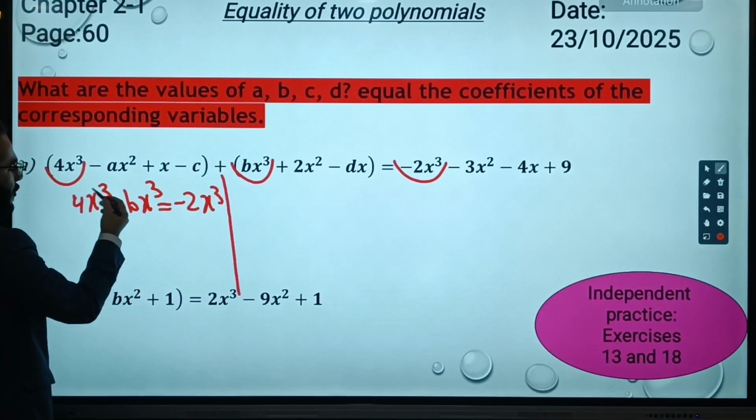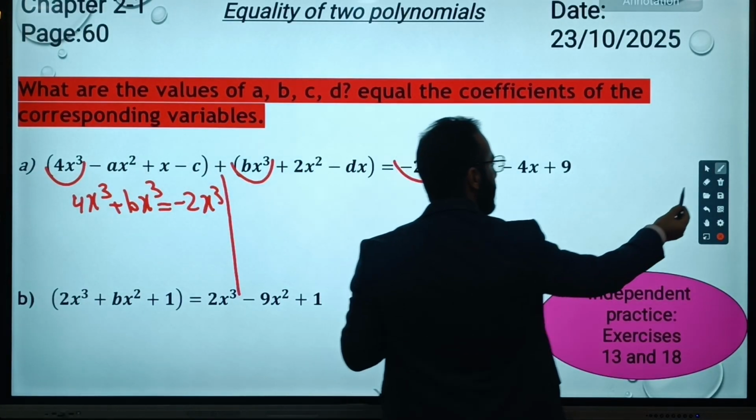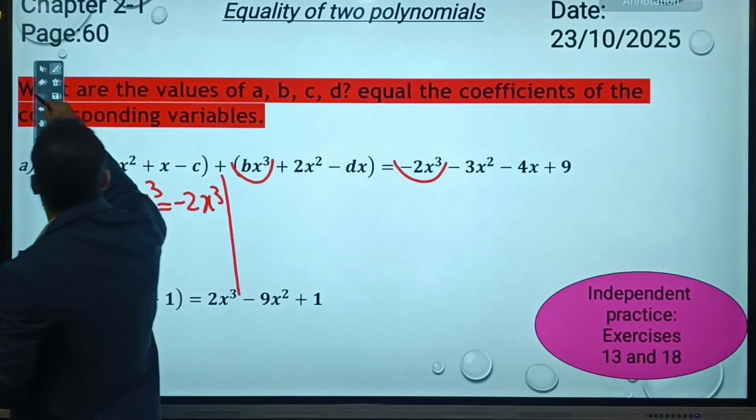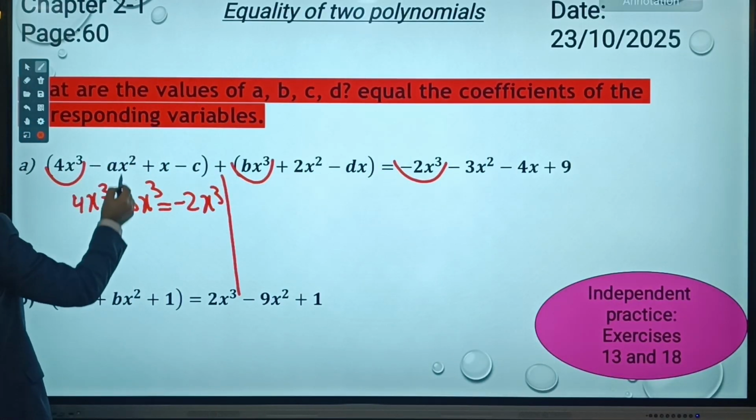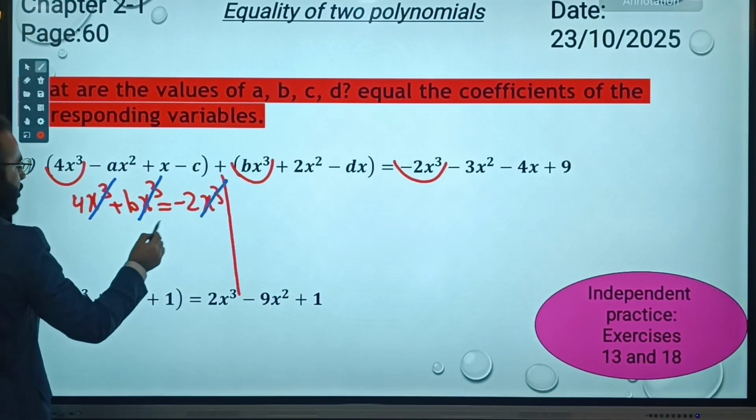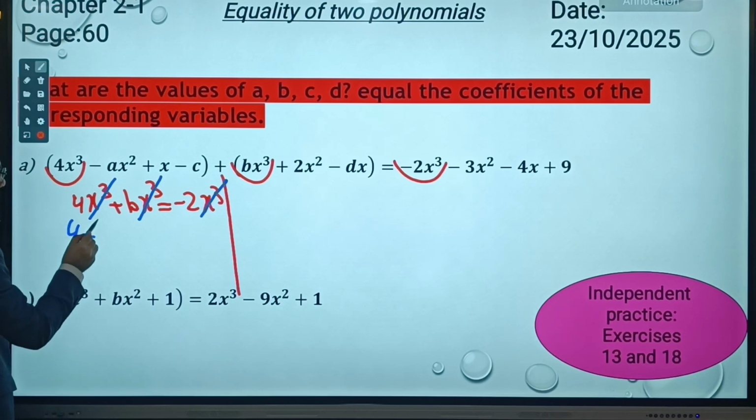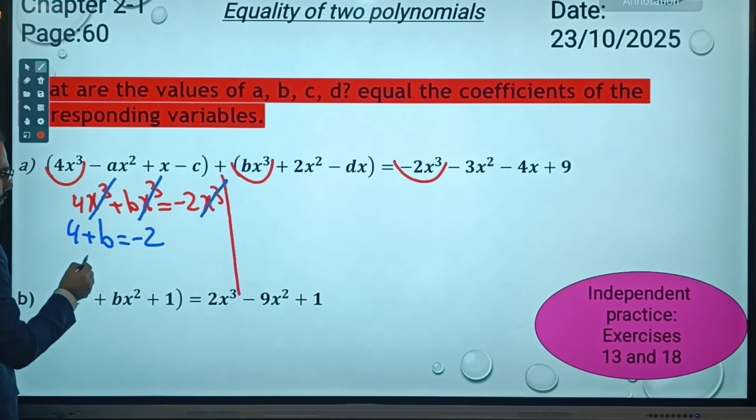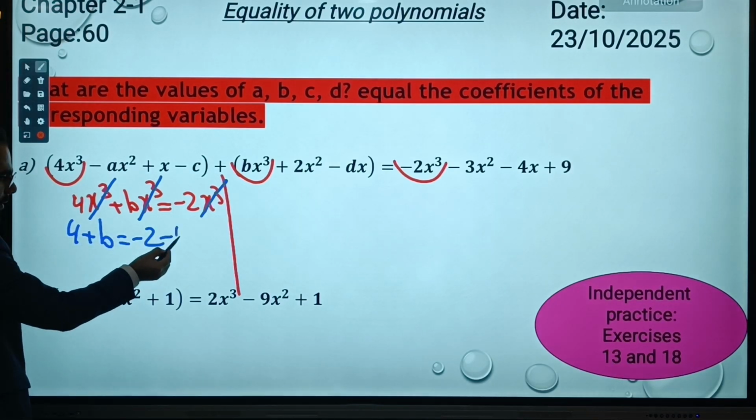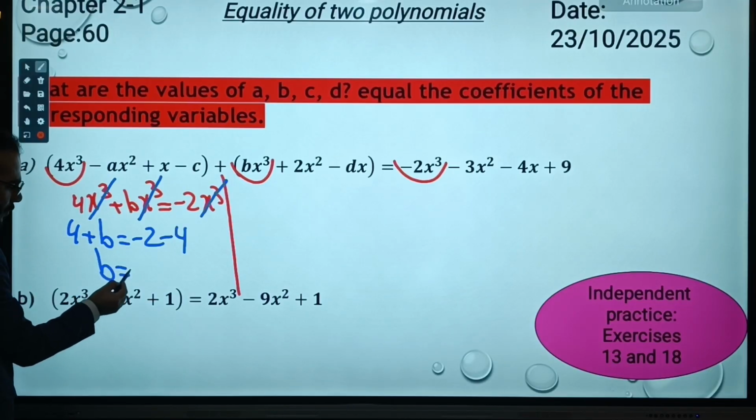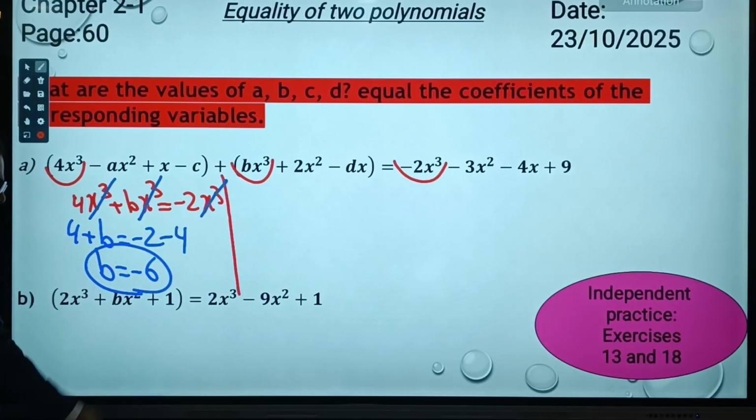Okay, so x cubes are going to kill each other. That x cubed is x cubed is x cubed. What will remain? 4 plus b equals negative 2. Move this 4 to the other side, it's going to become negative 4. So finally b equals negative 6. That is b.